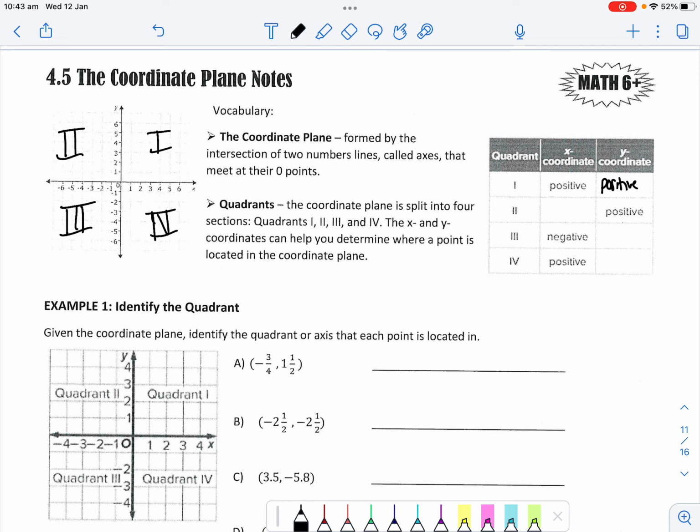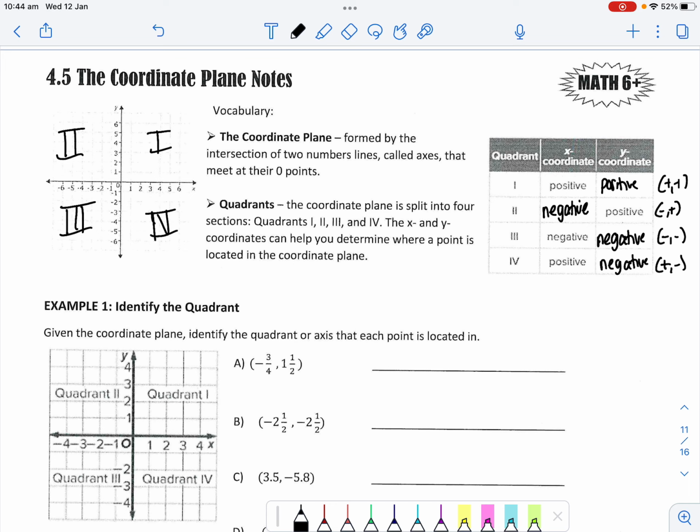If the point is in quadrant 2, the first coordinate is negative and the second is positive. In quadrant 3, they are both negative. And in quadrant 4, the first one is positive and the second one is negative. So this one is plus plus, this is minus plus, this one is minus minus, and then this one is plus minus.